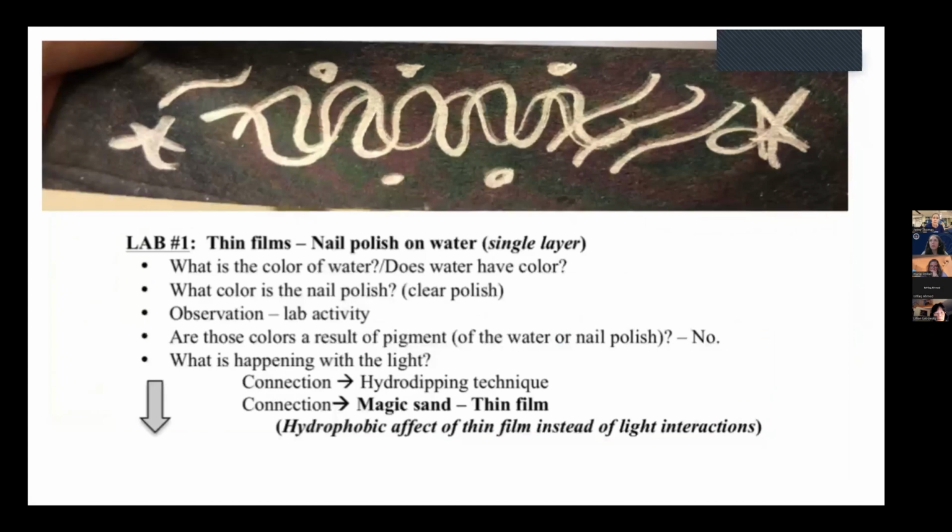So in the first lab, we do an observation of thin films. And so we look at questions like, well, okay, what is the color of water? Oh, it doesn't have a color? What about nail polish? If I give you some clear nail polish, what is the color of the nail polish? That doesn't have any color either. So then we do the lab and we make an observation. And when we make that observation, we end up seeing some colors. Where do those colors come from? Is it from pigment like the apple or the chair in the classroom? And if not, how can we explain that?